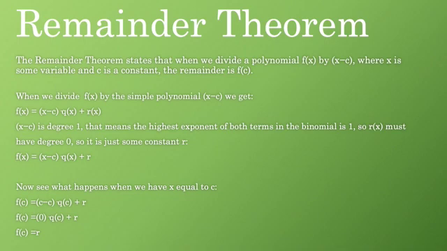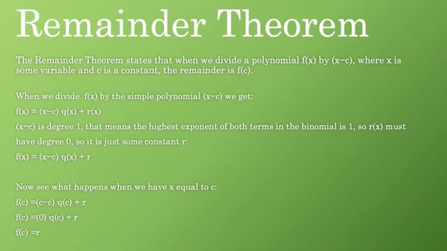Therefore, f of x is equal to the quantity x minus c times q of x plus r. Now see what happens when we have x equal to c. f of c is equal to the quantity c minus c times q of c plus r. f of c is then equal to 0 times q of c plus r. Simplifying, f of c is equal to r.